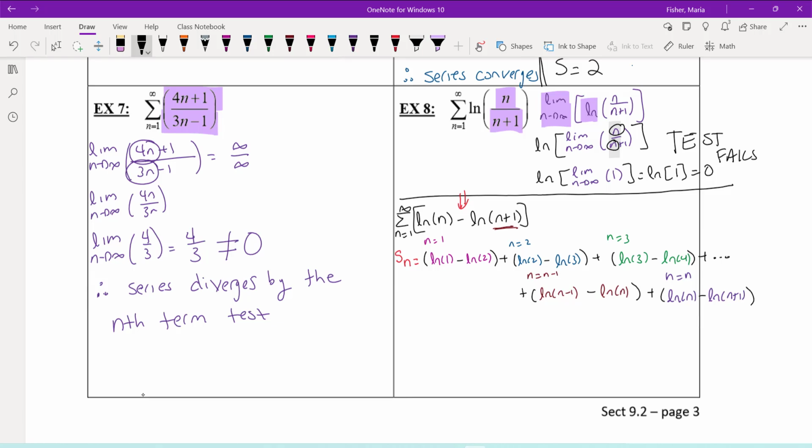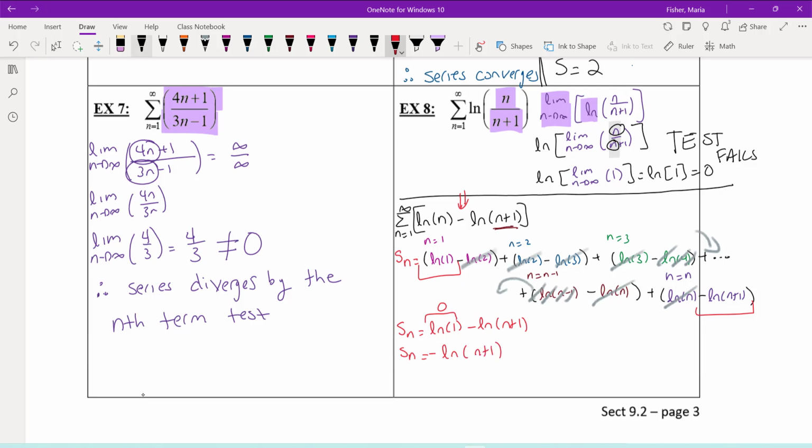So what if anything cancels? Well, here I notice that natural log of 2 cancels, natural log of 3 cancels. I know this term would cancel if I were to write the next term. Natural log of n cancels, and I know this term would cancel if I would have written the previous term. That means that my partial sum, s of n, is just the natural log of 1 minus the natural log of n plus 1. Well, the natural log of 1 I know is just 0, so I can just say that my partial sum is negative natural log of n plus 1.